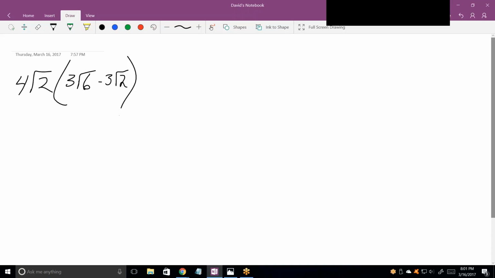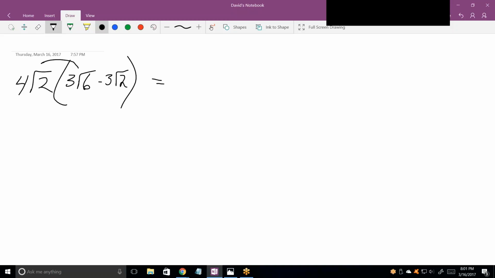Now, what you basically want to do here is just distribute. Here, hold on. Let me help you out. Oh, no. You want to distribute the 4 root 2 to both of those terms. So what is that times that?